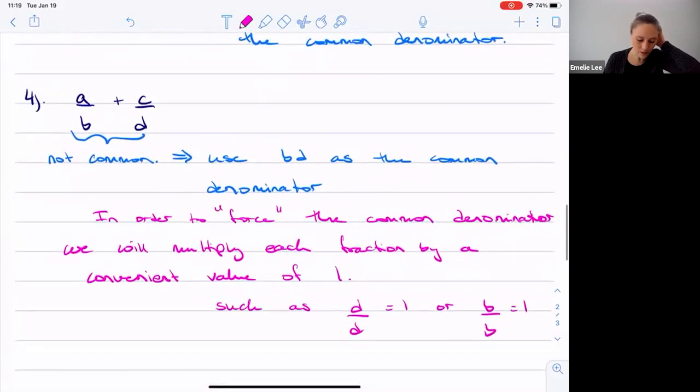So remember, you don't want to alter the meaning of this thing, right? But if you multiply by 1, right, a over b times 1, it doesn't change anything, right? So 4 times 1 is still 4, 3 times 1 is still 3, right? And so we're allowed to do that, but we just pick convenient values of 1. So, and then we do the same thing for c over d.